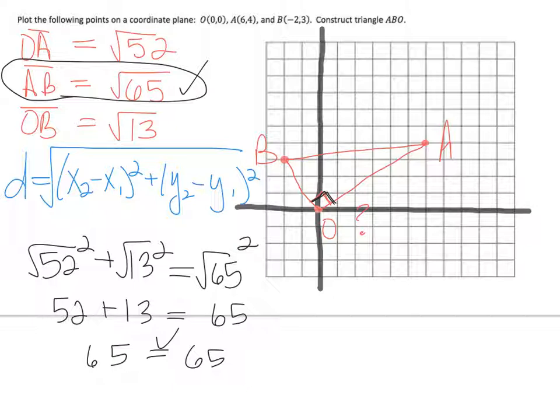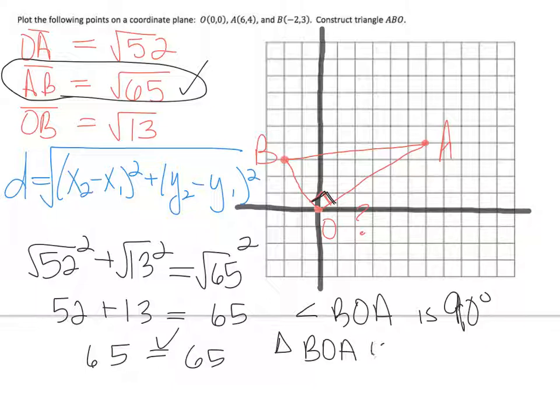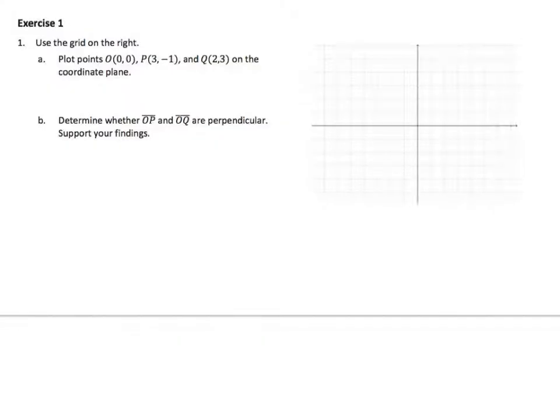Pretty awesome. So angle BOA is 90 degrees. The triangle, and it doesn't matter how we name the triangle, we'll just do it the same way, is a right triangle. Cool. All right, let's get into the problems that are actually on your classwork.